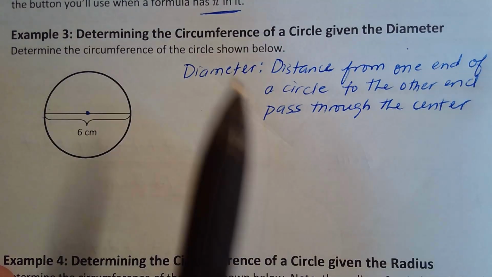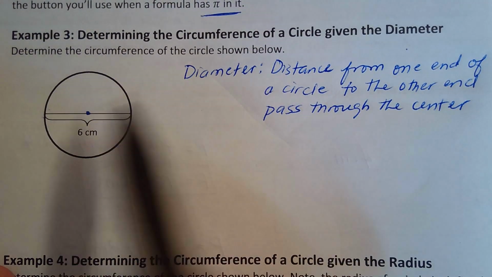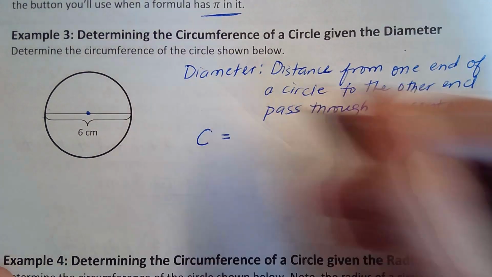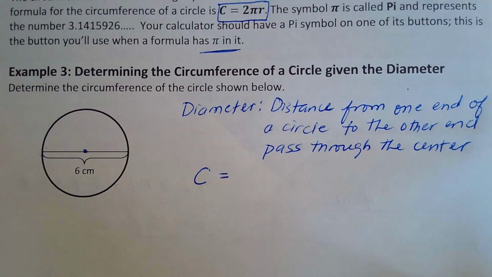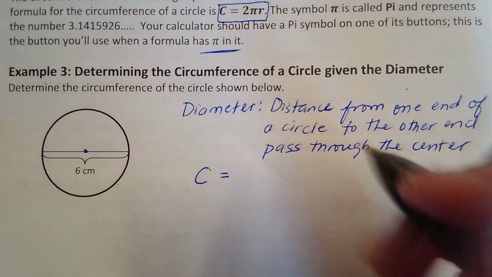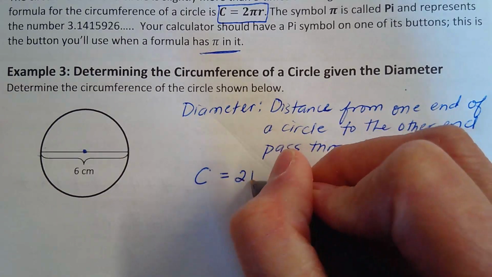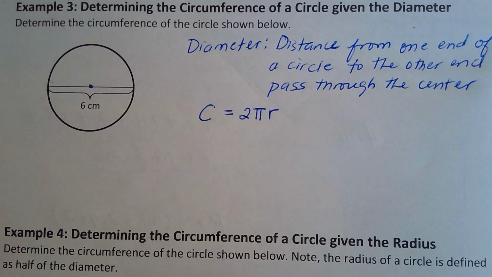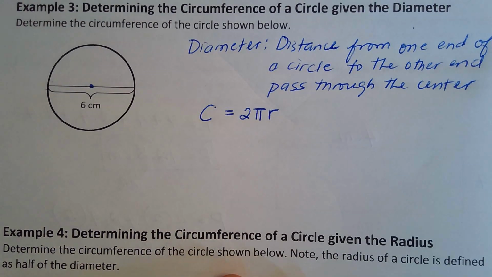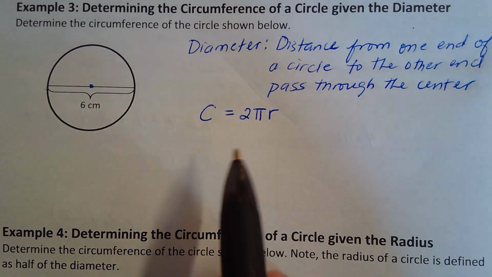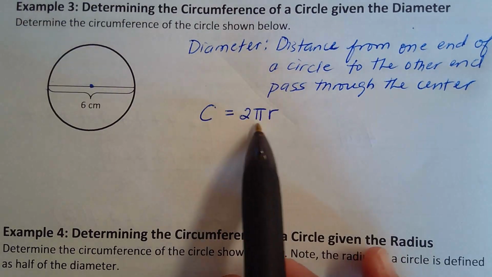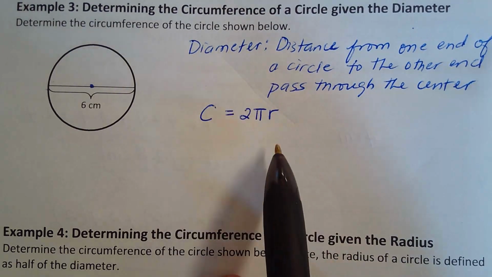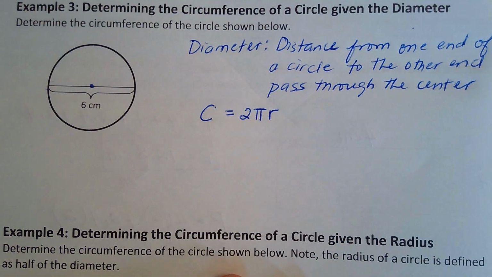But let's calculate the circumference. Circumference is equal to, there is a formula for that. 2 pi r. So 2 times pi times r. Well, I don't see a diameter in here. This is r. R is not diameter. Then what is r?